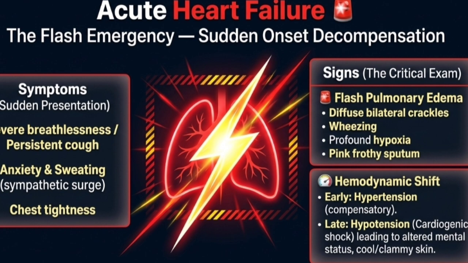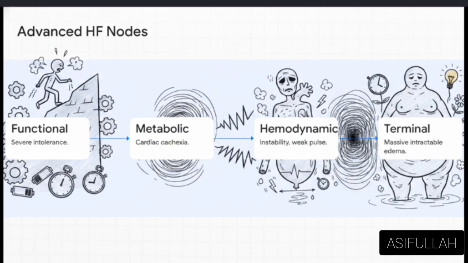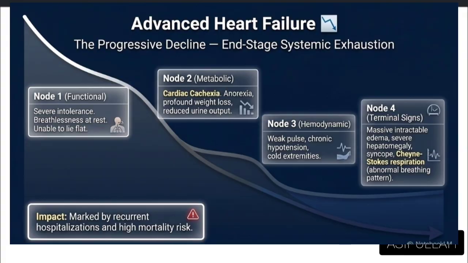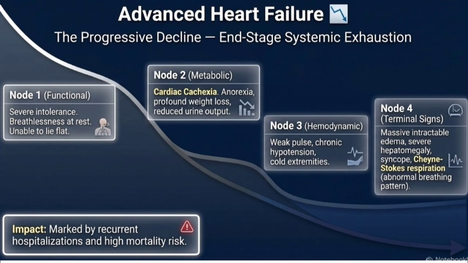Now, if a patient survives one of these acute episodes, but their disease keeps getting worse over time, they go through what we call the 4 relentless nodes of systemic exhaustion. That's functional intolerance, metabolic cachexia, hemodynamic instability, and finally, terminal signs. When we map those nodes onto a decline curve, it really illustrates this relentless journey into end-stage systemic exhaustion.